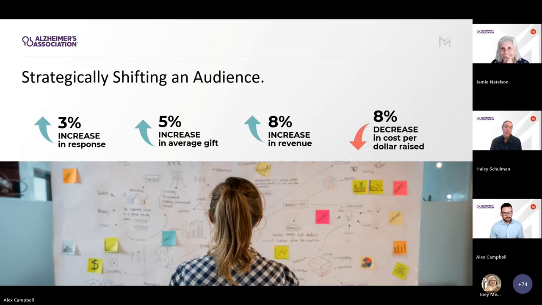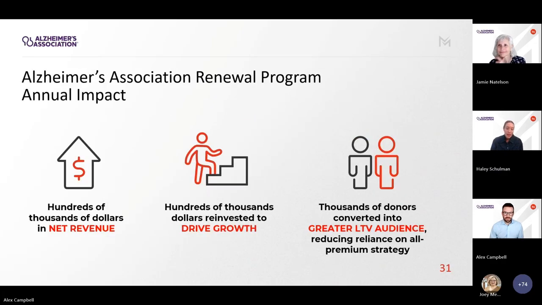in multiple ways. And looking at the annual impact, so zooming out, this modeling approach delivered hundreds of thousands of dollars in net revenue. This wasn't just extra. We reinvested it into growth strategies across the program. Thousands of donors were converted into higher LTV segments, reducing our dependence on premium heavy tactics. And it's not just about saving money in the short term, it's about building a smarter, more sustainable program. Those are my studies.